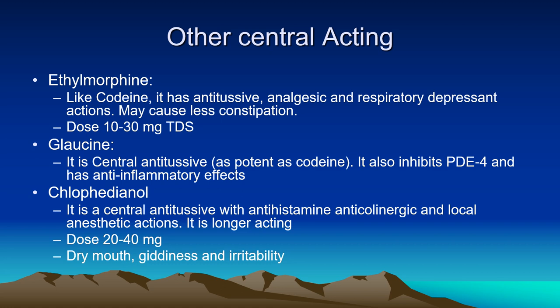Now, among the other centrally acting drugs is ethylmorphine, which is like codeine. Glaucine is a central antitussive. It inhibits phosphodiesterase 4 and has anti-inflammatory activity. It has limited utility as a cough suppressant.